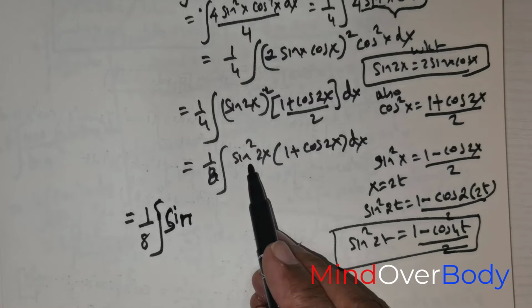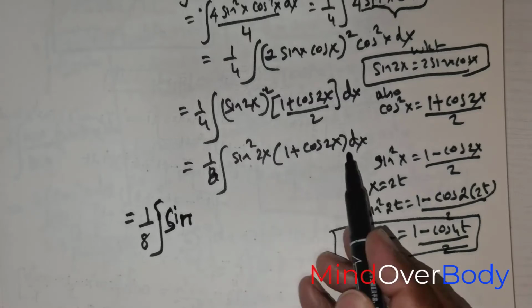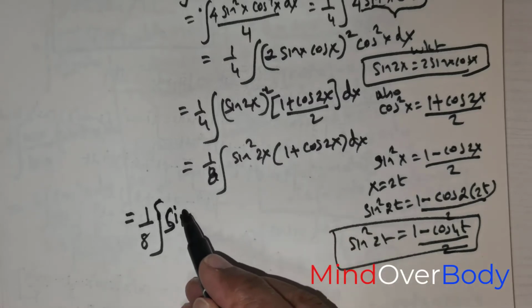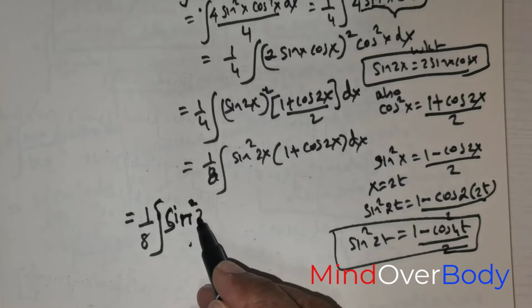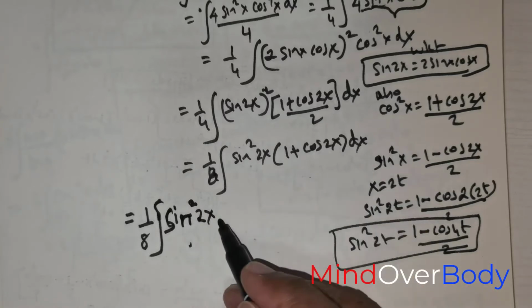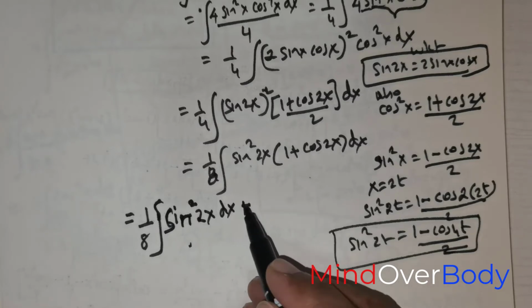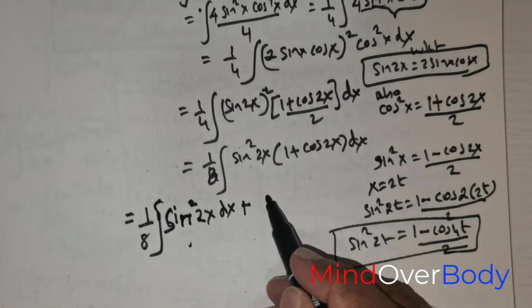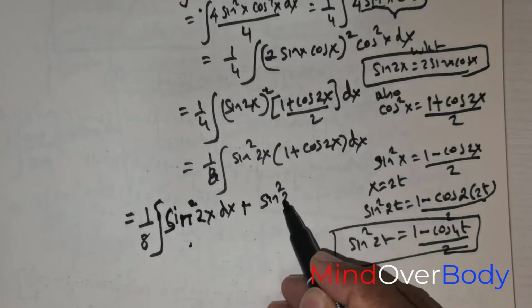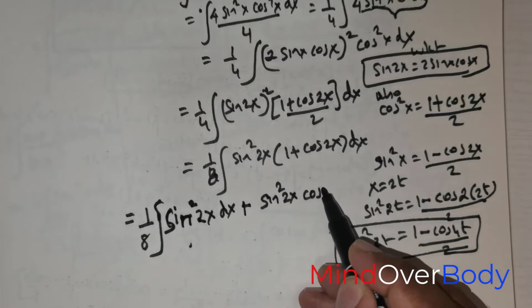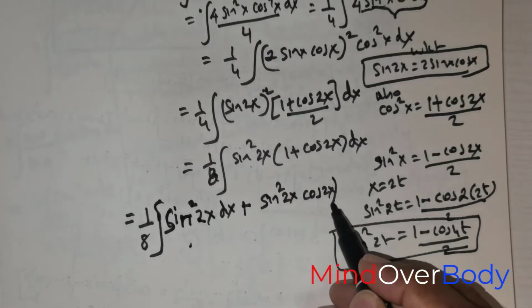Would like to distribute sin squared 2x first. So that's going to give me sin squared 2x times dx plus, this is going to be sin squared 2x times cos 2x. So you got this dx here.